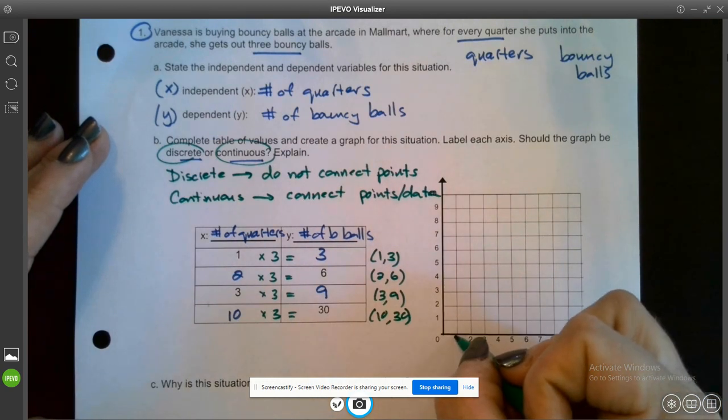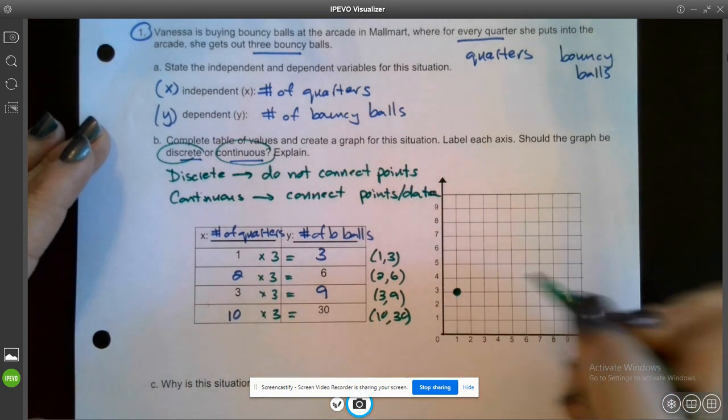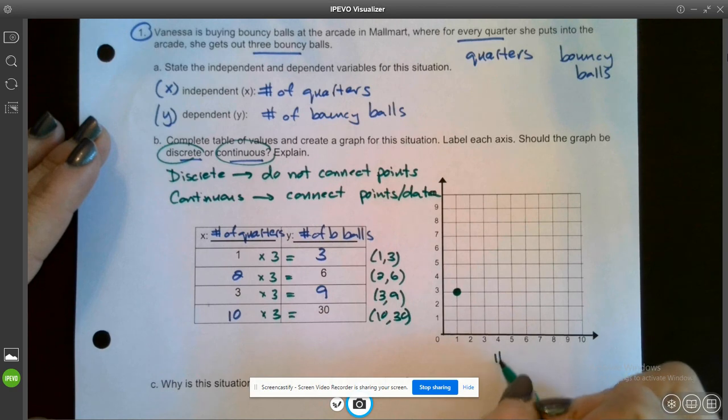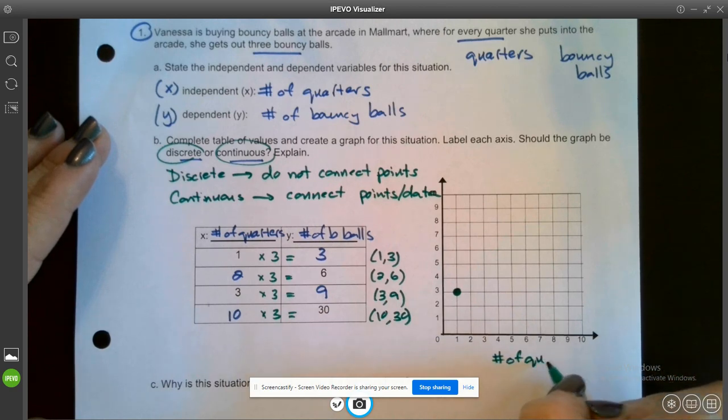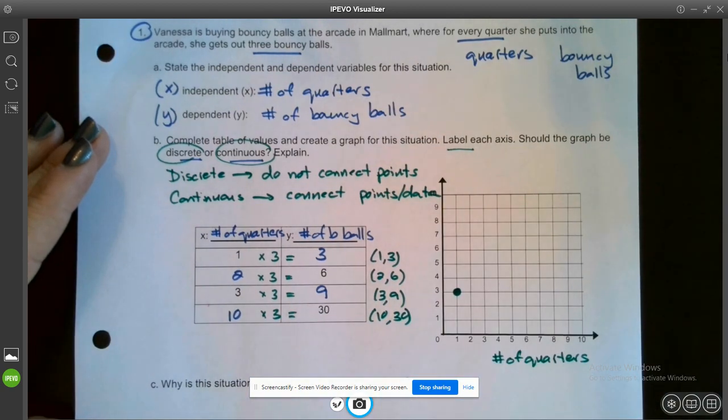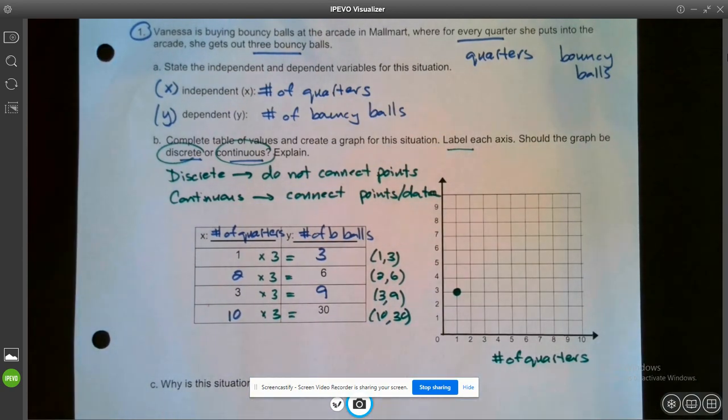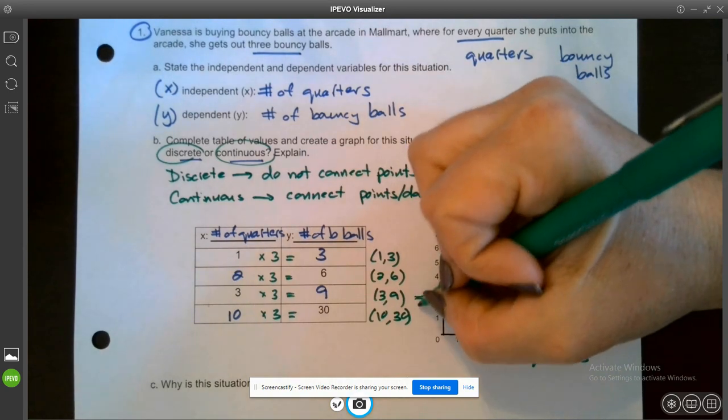So I've got 1 for X, and I'm going to go 1, 2, 3. Oops, I forgot to label it. X, of course, is going to be number of quarters. So I'm going to write that in because they told me right here to label each axis. And then on the side here, we're going to do number of bouncy balls.